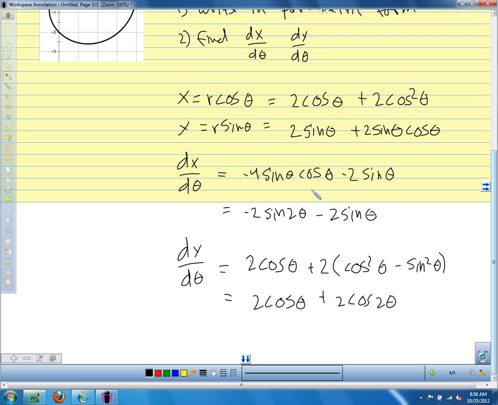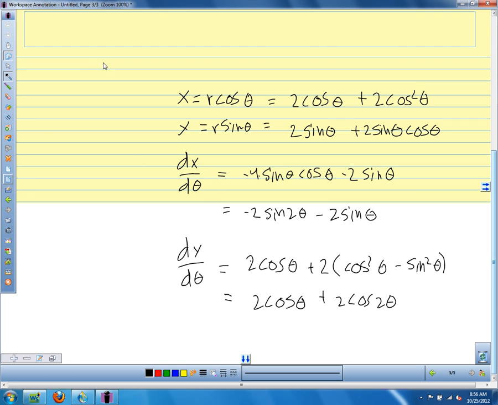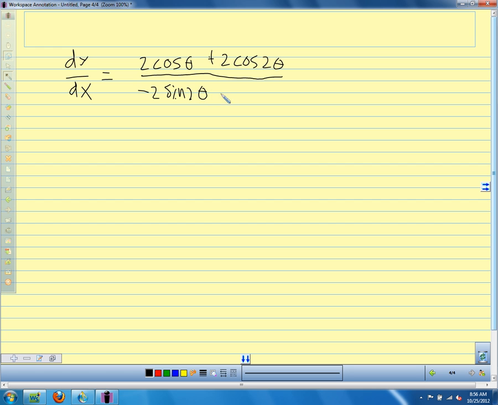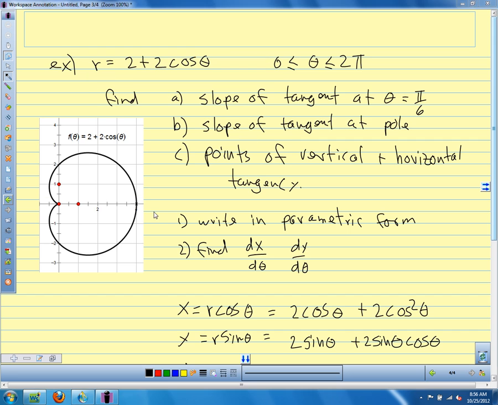So my slope is dy d theta over dx d theta. dy dx is 2 cosine theta plus 2 cosine 2 theta divided by minus 2 sine 2 theta minus 2 sine theta, and at pi over 6, I'm just plugging in pi over 6 for theta. If I plug it in and calculate, our slope is -1. So I'm just plugging in pi over 6 here and I get -1. If I look at my graph, at pi over 6, that makes sense that the slope is about -1.